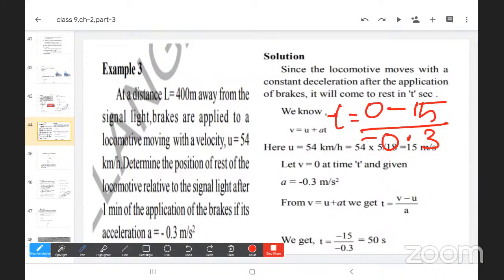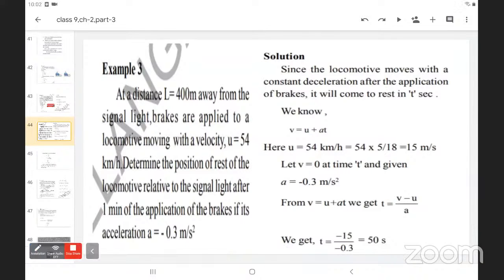right? So when we remove this point, the point will go upside, so it becomes 150. So 150 by 3 means we know 50. Here minus minus gets cancelled. So here we got t equals 50 seconds. So it will come to rest in 50 seconds. So here the locomotive moves with a constant deceleration after the application of brakes. It will come to rest in 50 seconds.